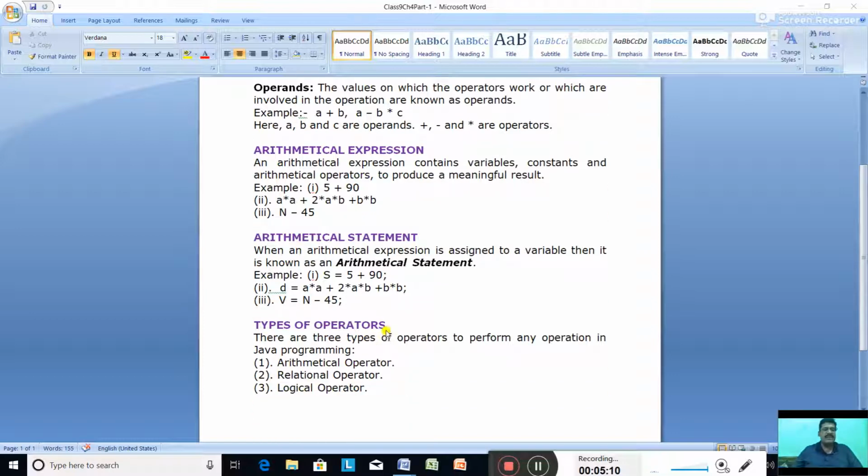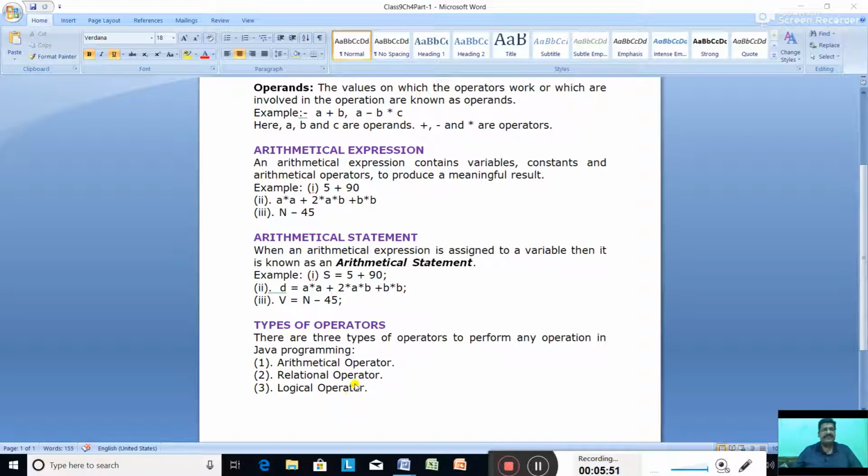Now, types of operators. See, basically there are three types of operators to perform any operation in a Java program. They are the arithmetical or mathematical operators, like plus, minus, asterisk, slash, modulus. Then we have relational operators, like greater than, less than, equal to, greater than or equal to, less than or equal to, not equal to. These are the relational operators. Then we have logical operators like and, or, not. And, or, not are the logical operators.